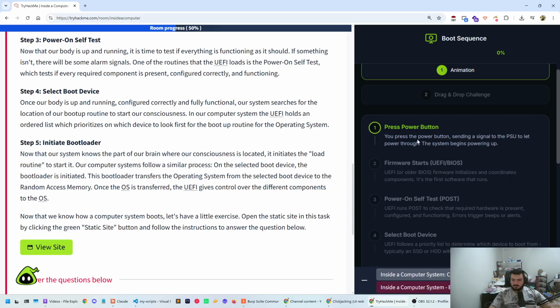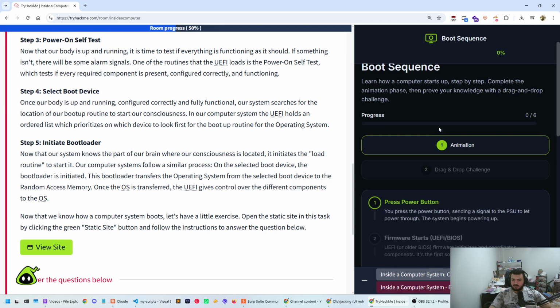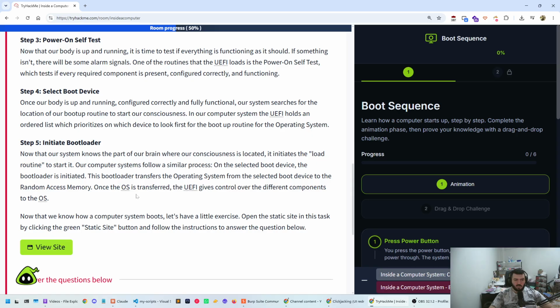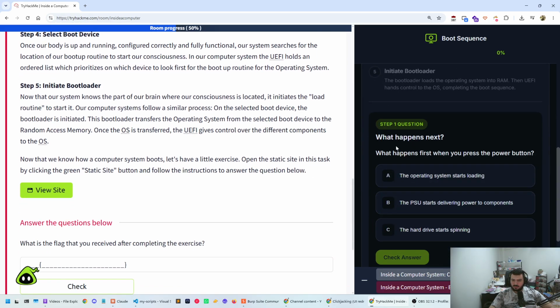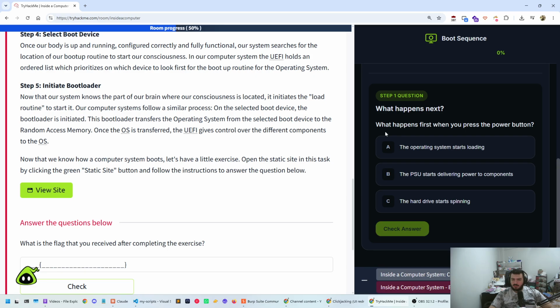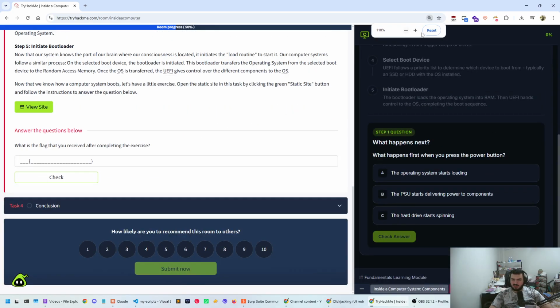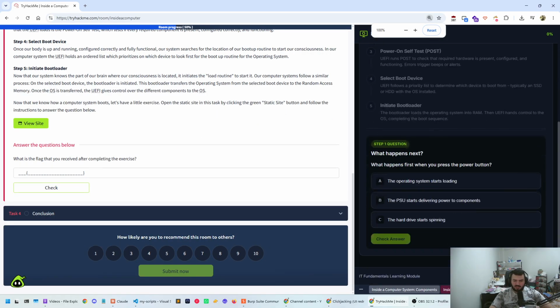Press the power button. What am I supposed to do here? What happens when you press the power button? Oh, okay. Maybe I should make this smaller, so it's easier for us to solve. Can you see it well with my camera? Yes, you can. Okay. Maybe I should just completely remove my camera. I don't know why you care about me, but maybe it's cool. Anyway, what happens first when you press the power button?